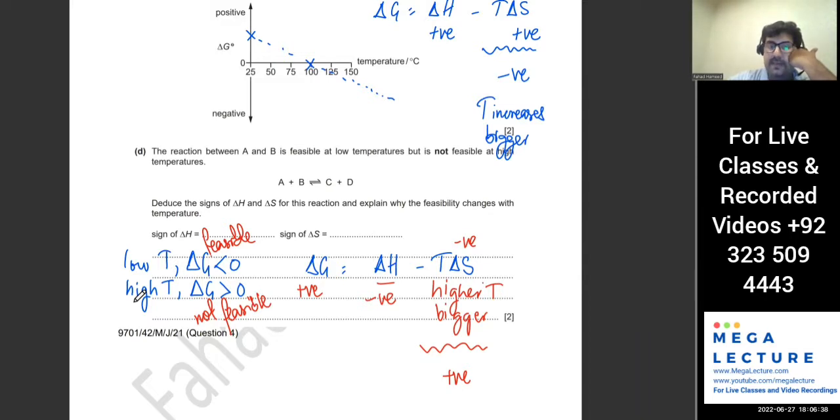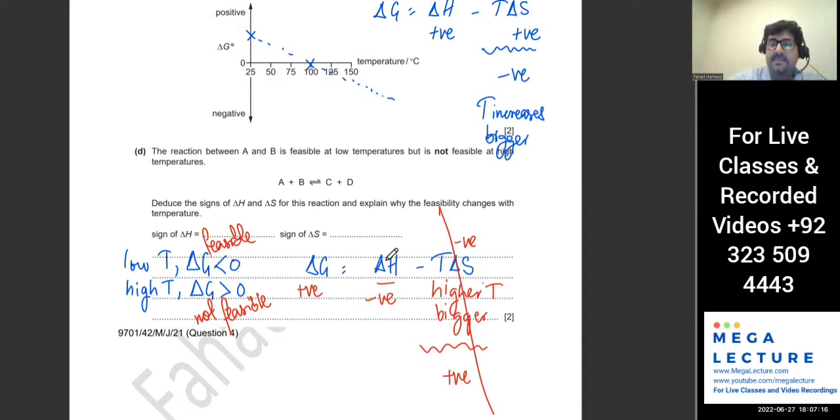So I'm just going to repeat this. Some of you might be getting confused with this. So I'm just going to repeat everything that they stated. At low temperatures, the reaction is feasible. So at low temperatures, this thing disappears. It becomes very small. Let's say T is 0, this thing disappears. He said the reaction is feasible. Now, the only way the reaction is going to be feasible is that delta G is going to be negative. And the only way this is going to be negative is that delta H must be negative, right? So that is where we got that delta H must be negative.